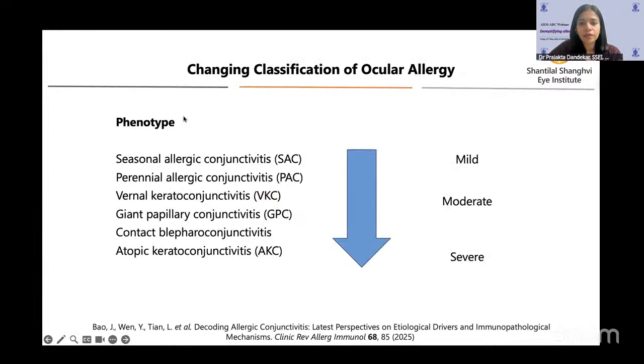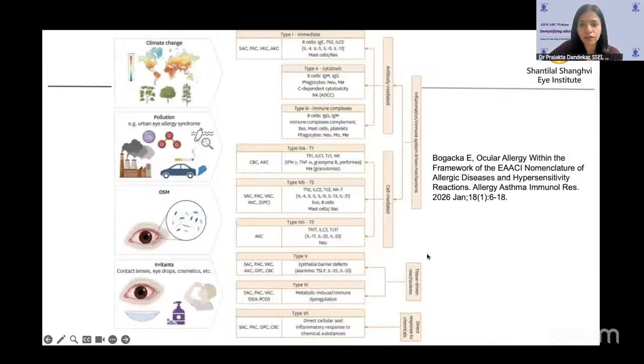So, the old classification, which we have been learning since our post-graduation days, is a phenotype-based classification. It starts with seasonal allergic conjunctivitis, which means that the allergic conjunctivitis is more in particular seasons. Perennial allergic conjunctivitis is present throughout the year, mostly because of house mite or dust. Then vernal keratoconjunctivitis, which has specific characteristic features, and giant papillary conjunctivitis, which was initially associated with contact lenses. It could be because of prostheses or sutures. Then there is contact blepharoconjunctivitis and atopic keratoconjunctivitis. This ranges from mild to severe and could have individual variation.